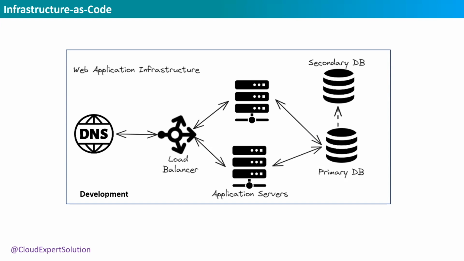Before explaining infrastructure as code, let's try to understand the problem statement, what infrastructure as code resolves. Let's say you have an environment like this. Maybe there is a DNS followed by a load balancer, which is balancing the load to application servers. And behind the scene, you have a database. It could be any database engine. And there is a primary, secondary configuration for disaster recovery.